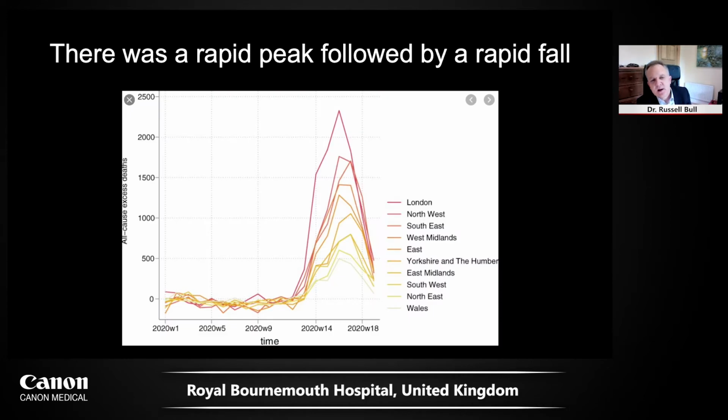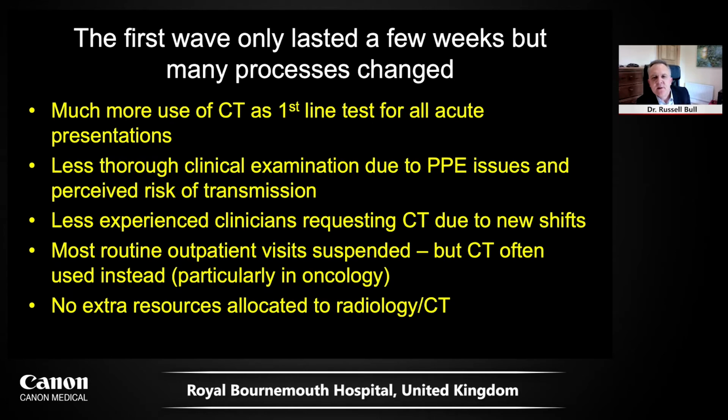So this is the first wave. There was a rapid peak, rapid fall. This is across the whole UK, the big spike and then a big fall. But the first wave only lasted a few weeks. So the actual spike was very short, but lots of processes changed. And a lot of these have been permanent, in fact.